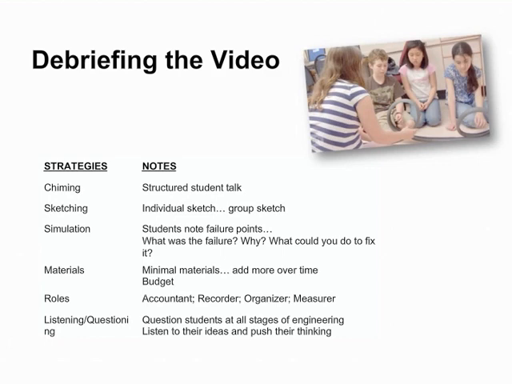Another strategy was that the teacher used a simulation. So that's not something we're always going to use, but sometimes we might have some online free simulations that kids can use. Some important things to notice about how the teacher used that was that she really had the kids look at failure points. She didn't use that language, but that's what she was doing. She had them write down on sticky notes, if their roller coaster simulation didn't work, what was the failure, why do you think that happened, and what could you do to fix it?